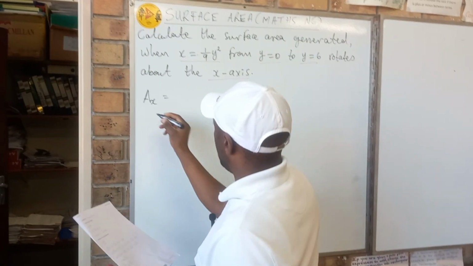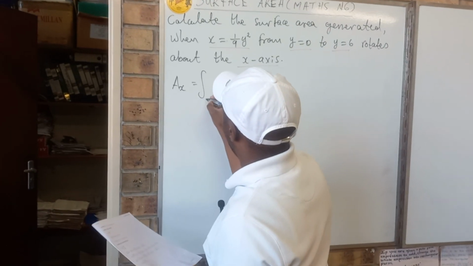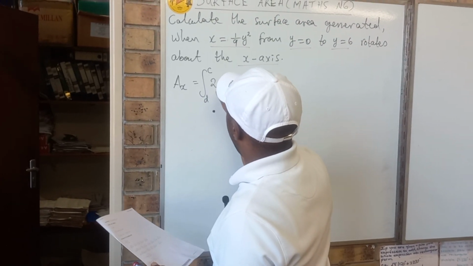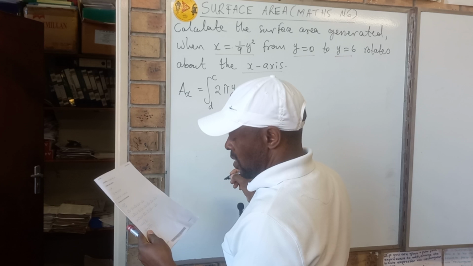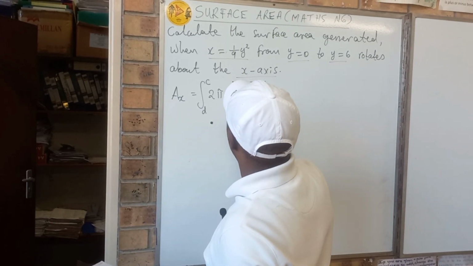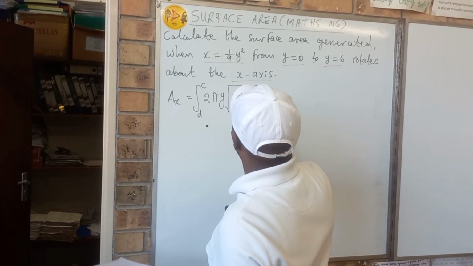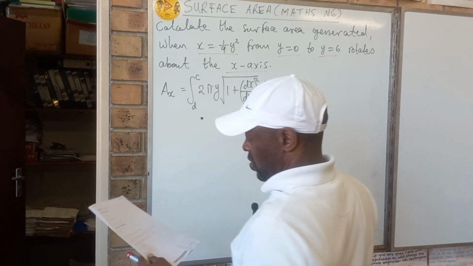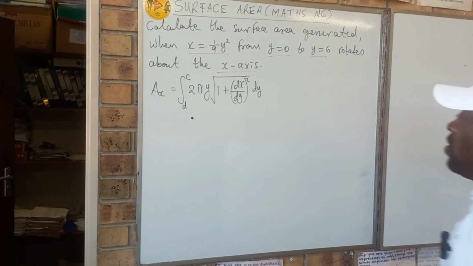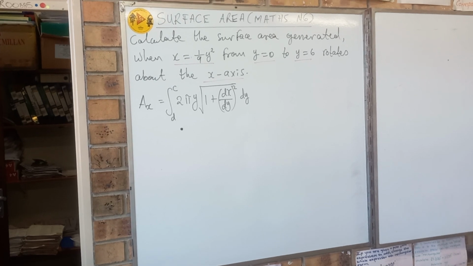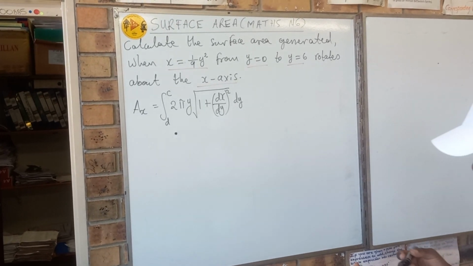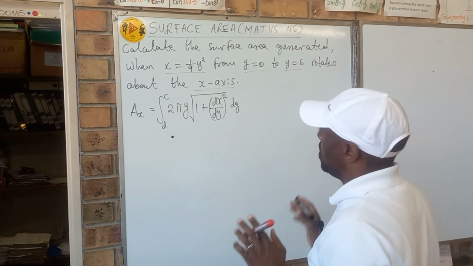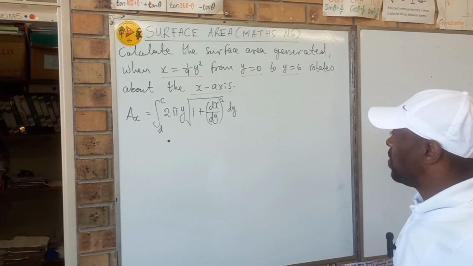So that formula has AX equal to the integral from g to c of 2 pi y times the square root of 1 plus dx over dy, all that squared, dy. So that's our formula. This is the key thing with surface area. All formulas are on your formula sheet. The most important thing is to know how to get those formulas.